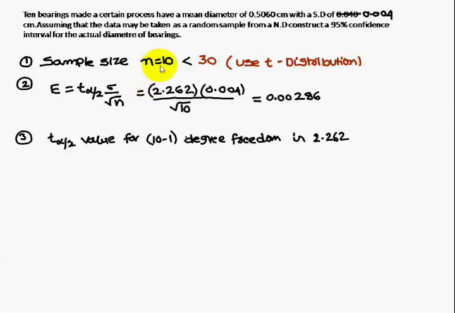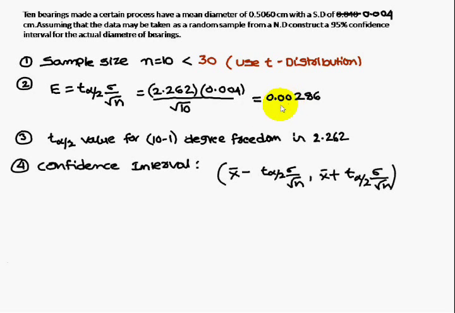If n is equal to 10, how will you get the t alpha by 2 value? For n minus 1, that is 10 minus 1 degrees of freedom. If you look at that, it is 2.262. Therefore the t alpha by 2 value is 2.262 and the standard deviation is 0.04 he has given. The n value is 10, therefore the error is 0.00286.